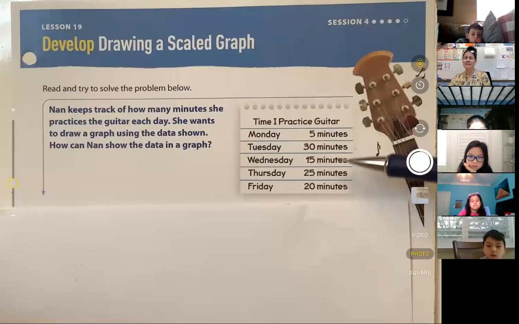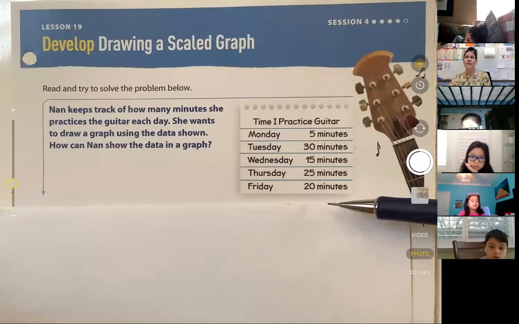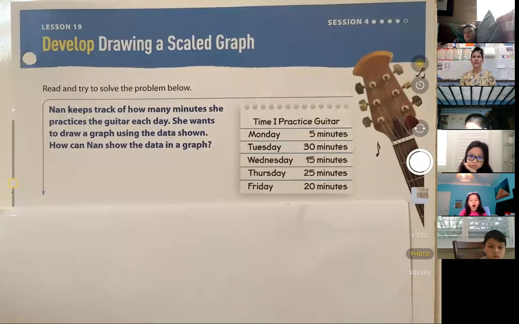But now she's done. And now she's saying, I need to show this data now. How am I going to represent this data? What am I going to do? I need to draw a scaled graph. But the big question is, which kind? Picture graph or bar graph? Or both? Let's take a picture graph first.